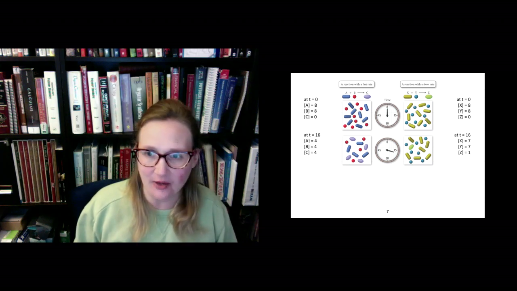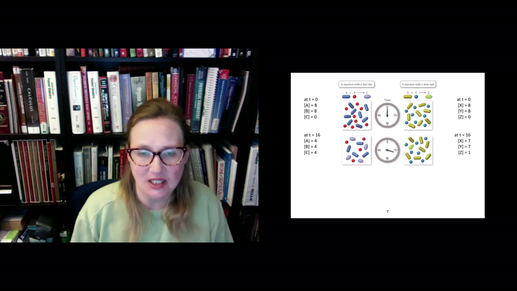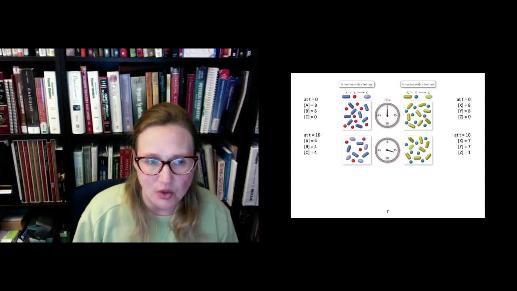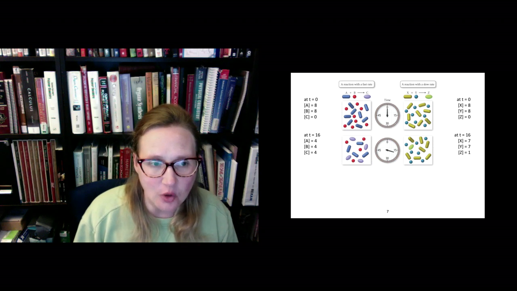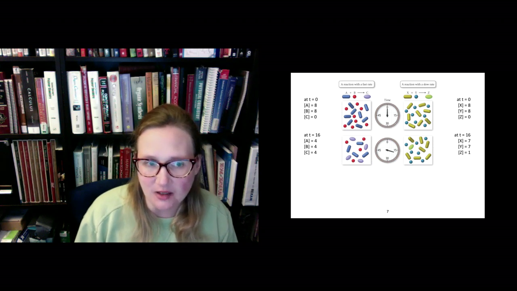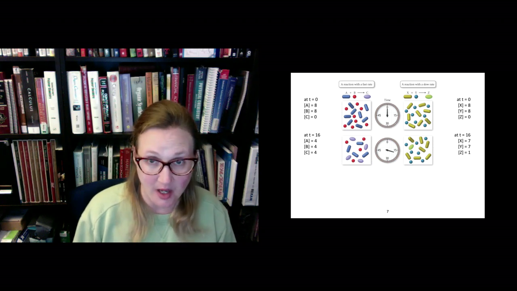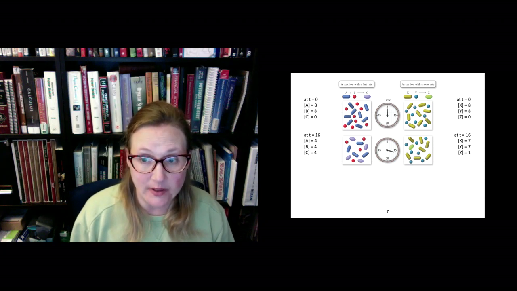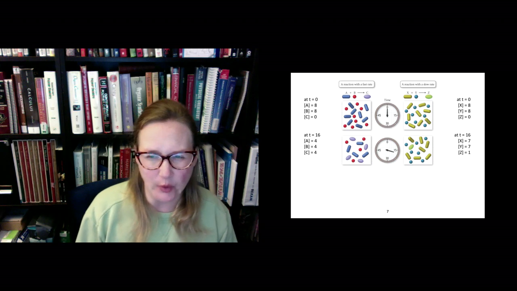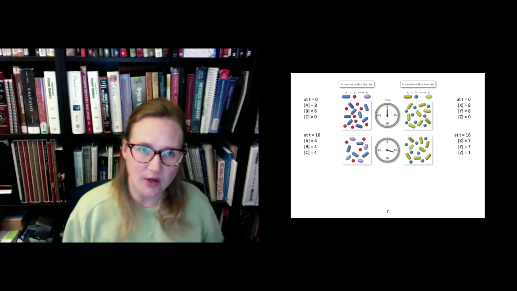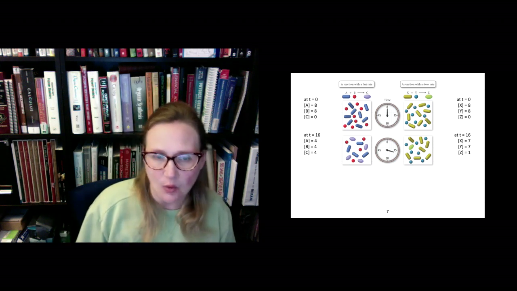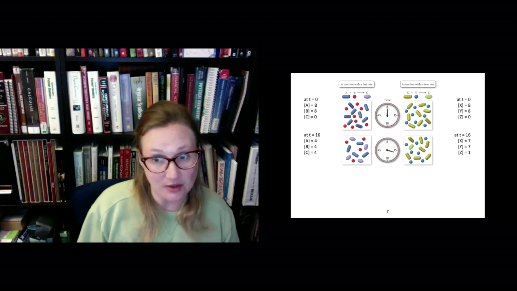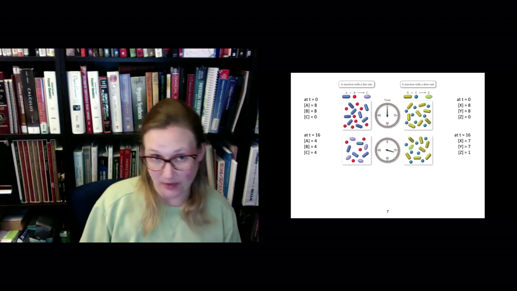So if we look at t equals 16, by our count, we're at 16. Here we have 4 less of A and 4 less of B to form 4 of C. And on the right, we have 7 of X, 7 of Y, and we've only formed 1. So when we say one reaction is faster than the other, what we mean is the reactants are going away at a faster rate, and the products are forming at a faster rate.